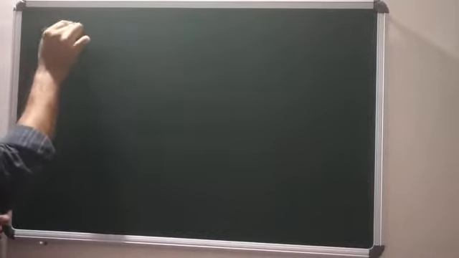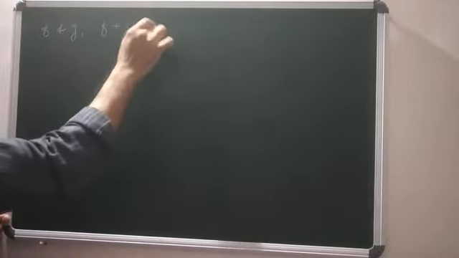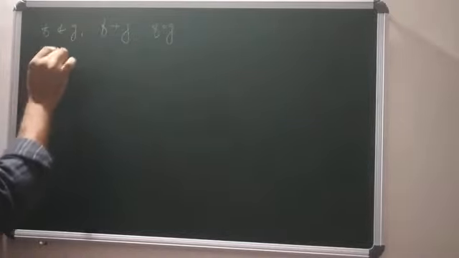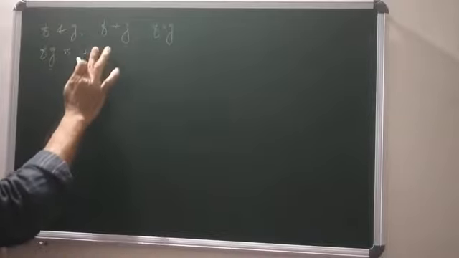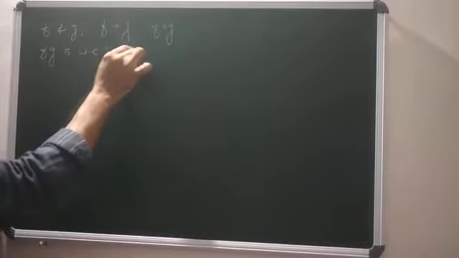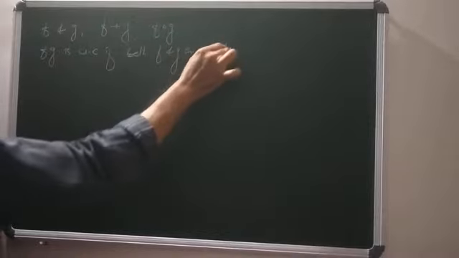Dear students, in the previous class we were discussing the uniform continuity of a function, and we said that if f and g are any two uniformly continuous functions, then f plus g is uniformly continuous, and f composition g is also uniformly continuous. Moreover, f into g is uniformly continuous if both f and g are bounded.